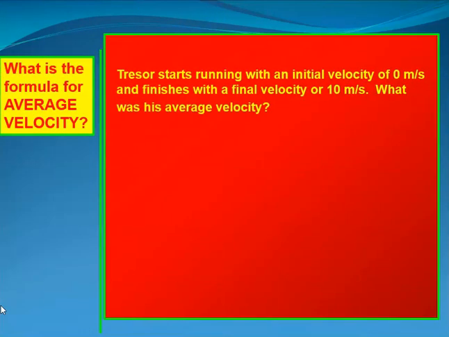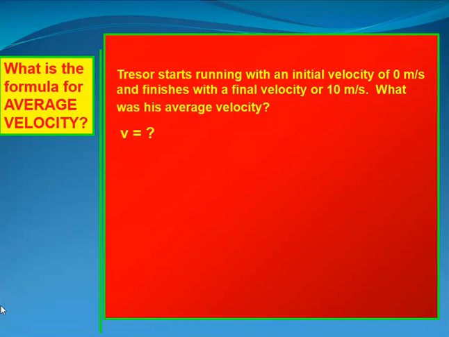Okay, here's another one. Trezor starts running with an initial velocity of 0 meters per second and finishes with a final velocity of 10 meters per second. What was his average velocity? So again, step 1, it's asking us for average velocity. So we write V equals question mark.